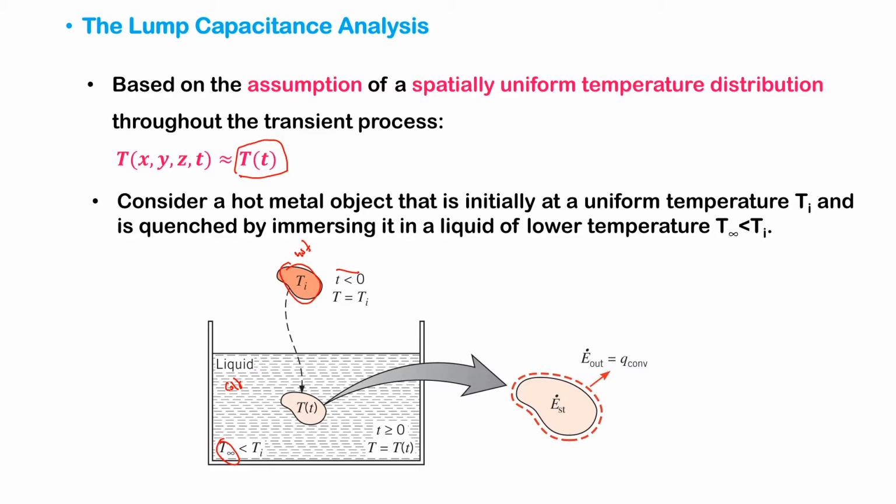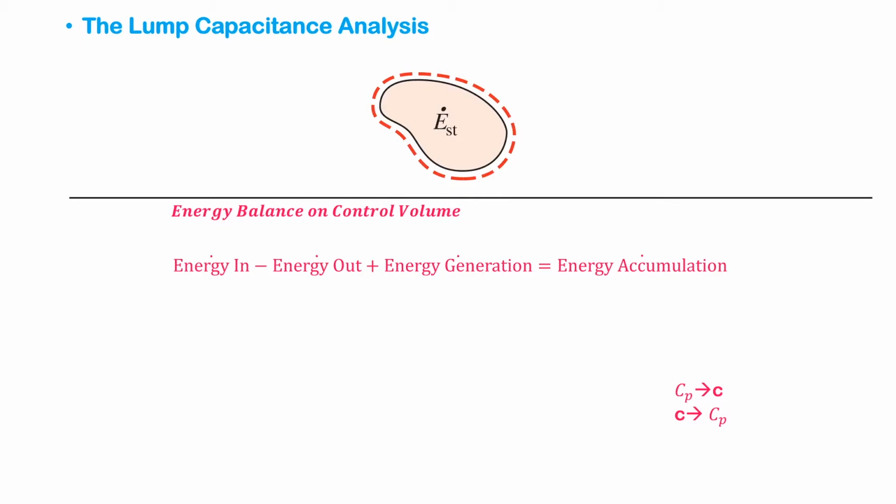So we will be simply doing an energy balance here. We will select our object as the control volume. This is the control volume. So what is the energy balance here? We have energy in minus energy out plus energy generation is equal to rate of energy accumulation.